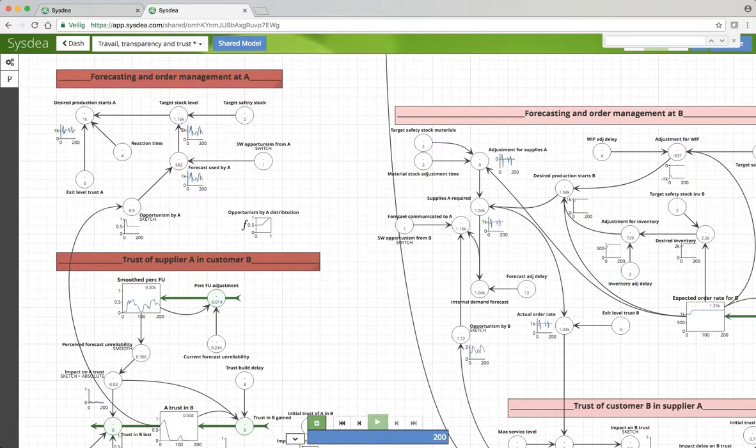Akmans here, Supply Chain Dynamics, Chapter 10, Travail, Transparency and Trust. Sysdea Gameplay 3, Order Management at the Supplier.